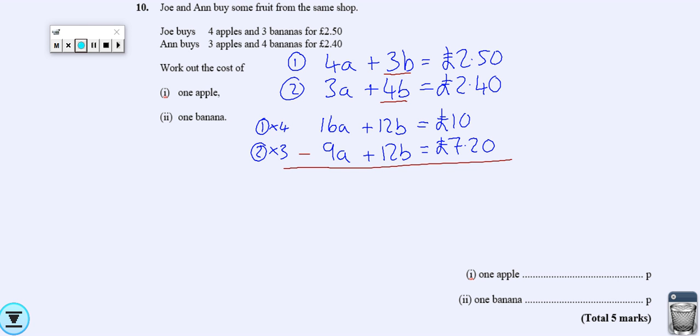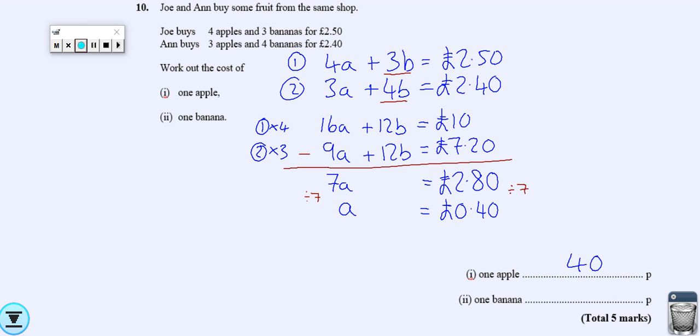16a minus 9a is 7a, 12b minus 12b is no b's, and £10 minus £7.20 is £2.80. If 7a equals £2.80, then we can divide both sides by 7 to find out 1a equals 40p. I've then got to work out what 1 banana equals.